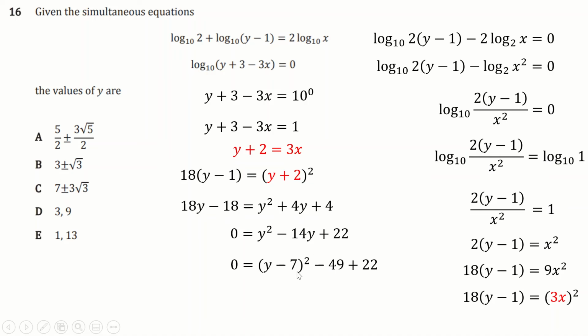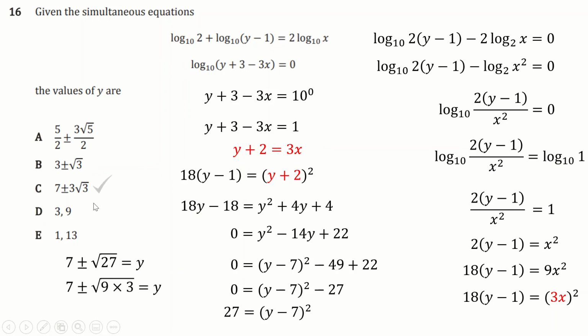I'm going to do this by completing the square, and I hope we're all okay with this kind of thing, and I get the answer. Now, root 27 is, well, 27 is 9 times 3, so that's root 9, root 3, which is 3 root 3, and I get my answer.